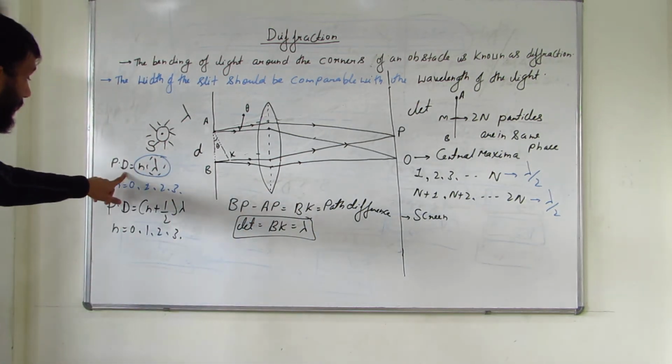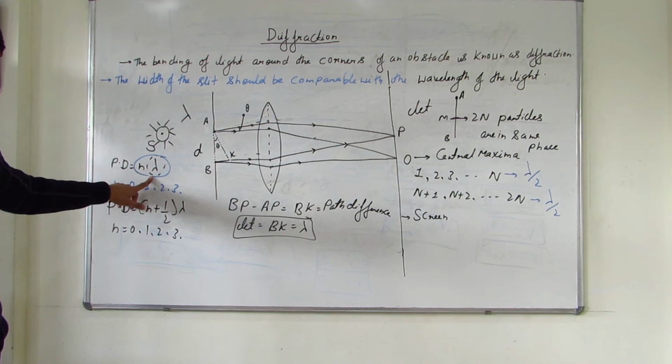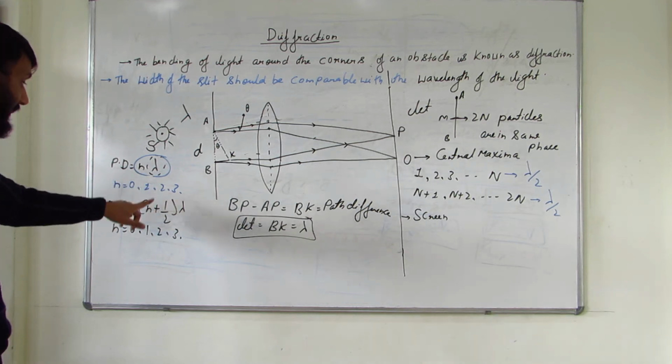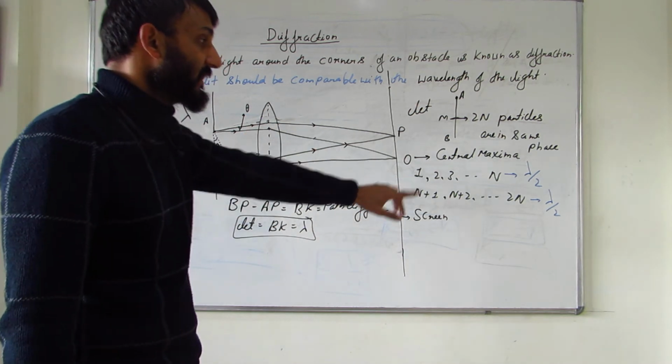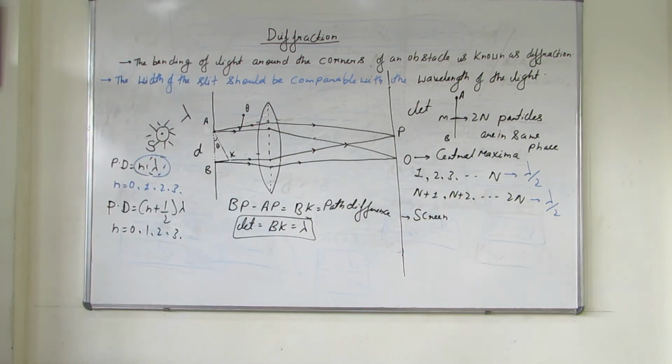Understand from here. If it is an integral multiple, there will be a bright point. If it is a fractional multiple, it will be a dark point. So it is lambda by 2. If that is the case, then what would point P be? Then point P would be a dark point.